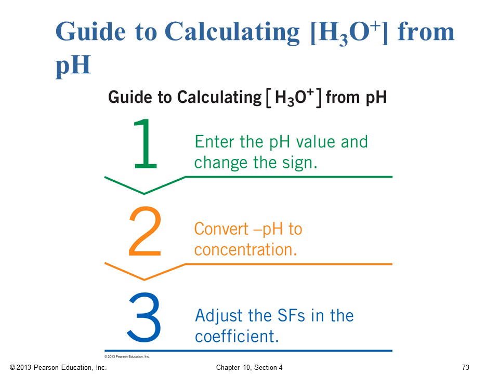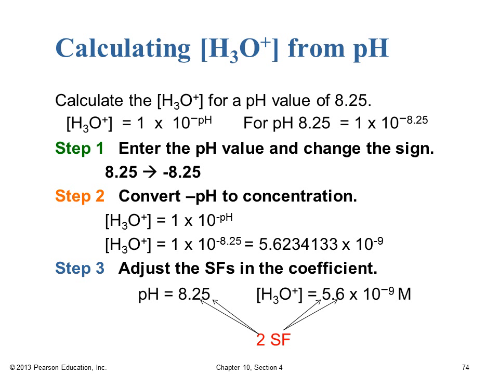Now we're going to look at going in the reverse. We want to calculate H3O plus given the pH. What we're going to do is use the fact that pH, or negative log, has a base value of 10, and so the H3O plus concentration is equal to 10 raised to the power of the negative pH. First we write out the negative value of pH. In this case we have a pH of 8.25, so the negative pH would be negative 8.25. Then we use that negative 8.25 as our exponent.